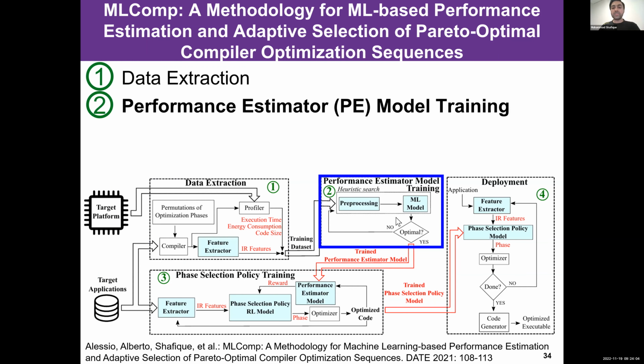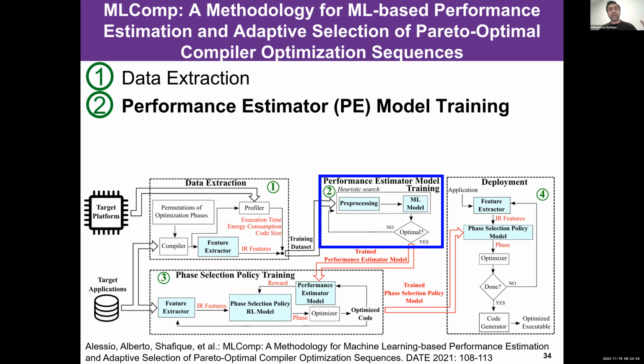And then in the second stage, we explored many different machine learning models. We had, I think, 10 or 12 different models that we considered, random forest, regular ANNs, DNNs, and so on. And then we started learning different models for estimating the performance, so that we do not need to do extensive profiling.